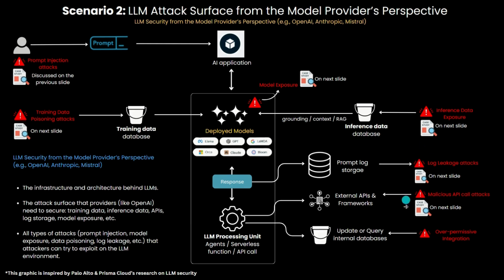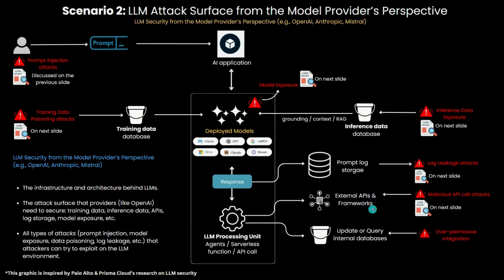Prompt log storage is another important component. This is where interactions are saved for auditing, but if this is leaked, then sensitive information can fly over unprotected in the outside world. And we will see an example of this as well. And then finally, you have these integration points where you have these APIs, plugins, or frameworks which are integrated with the model.